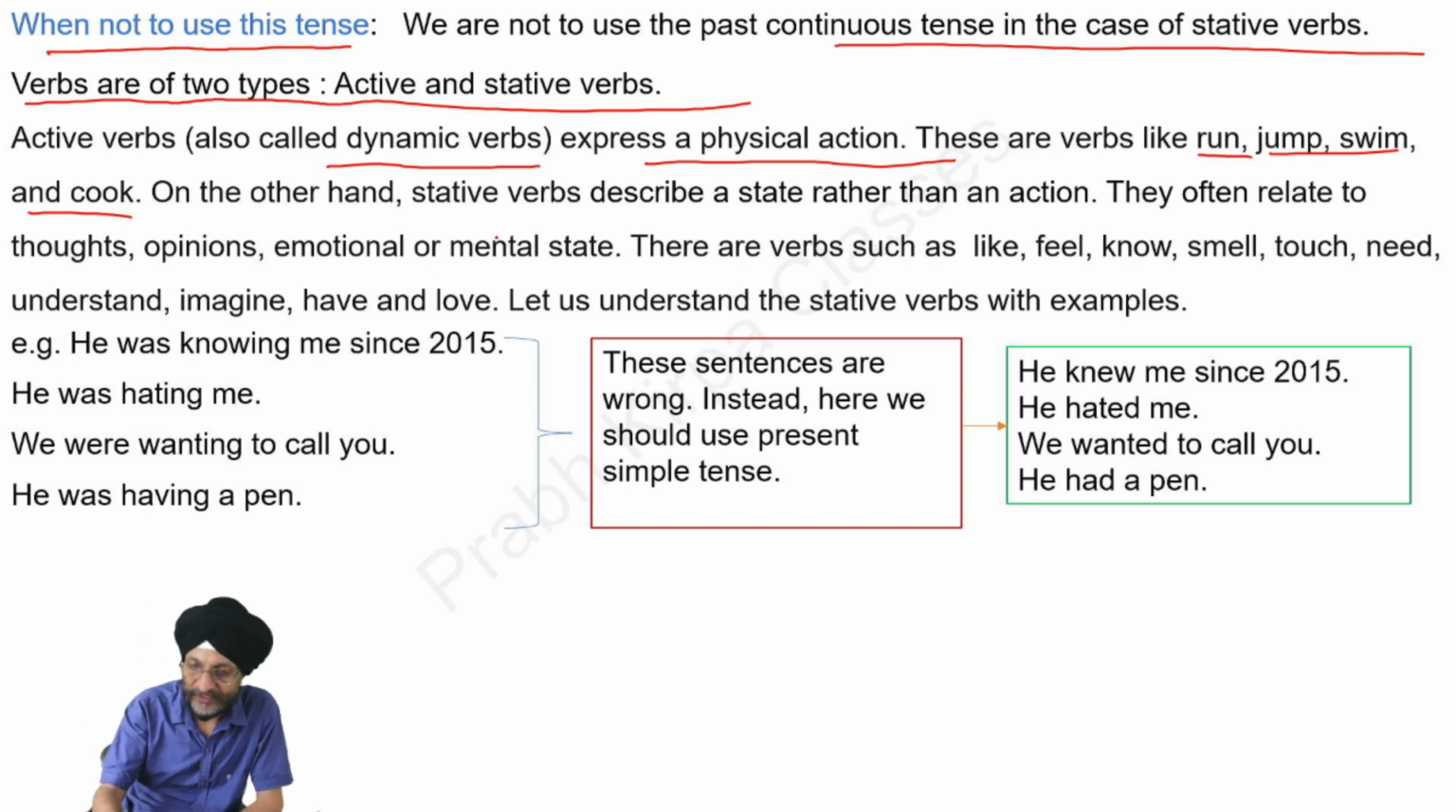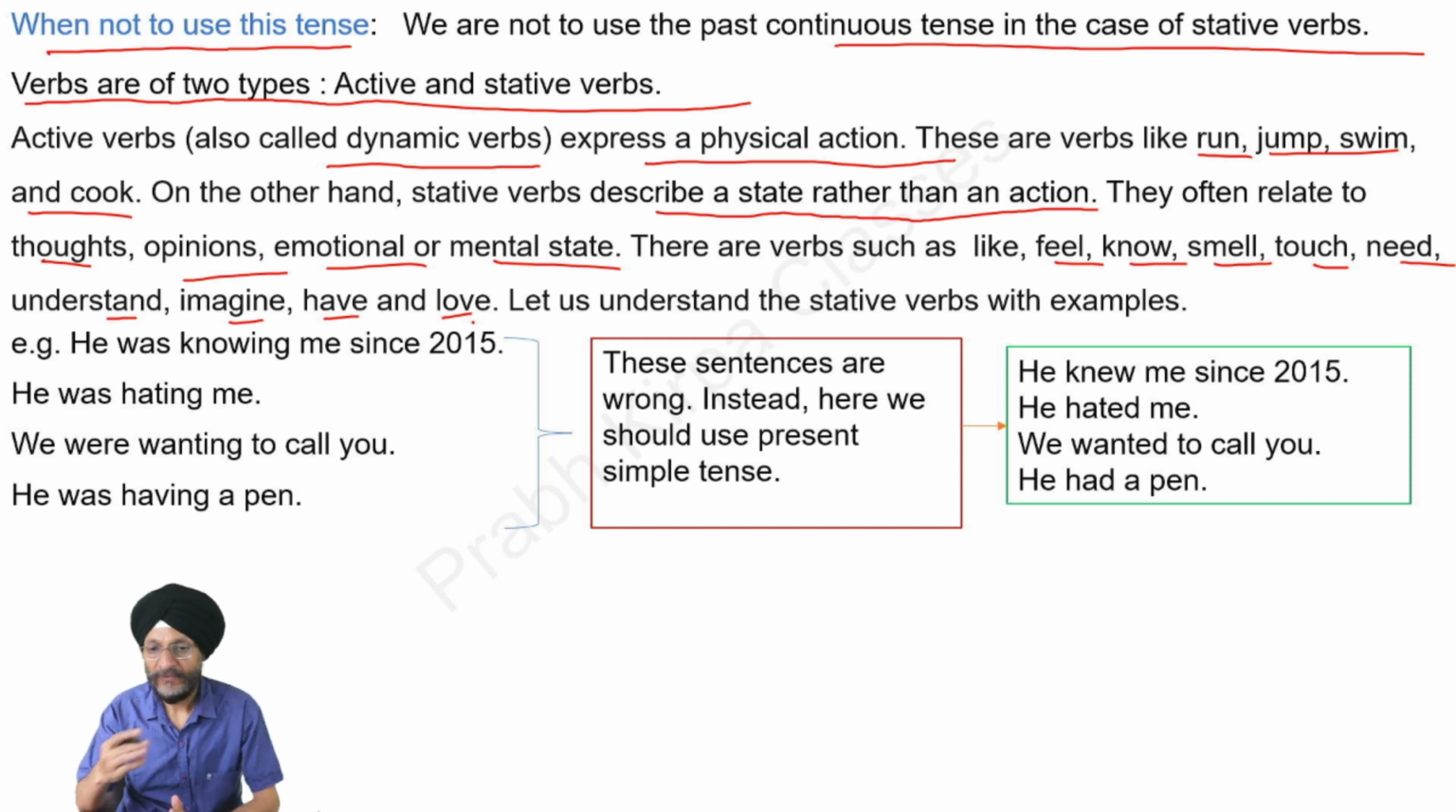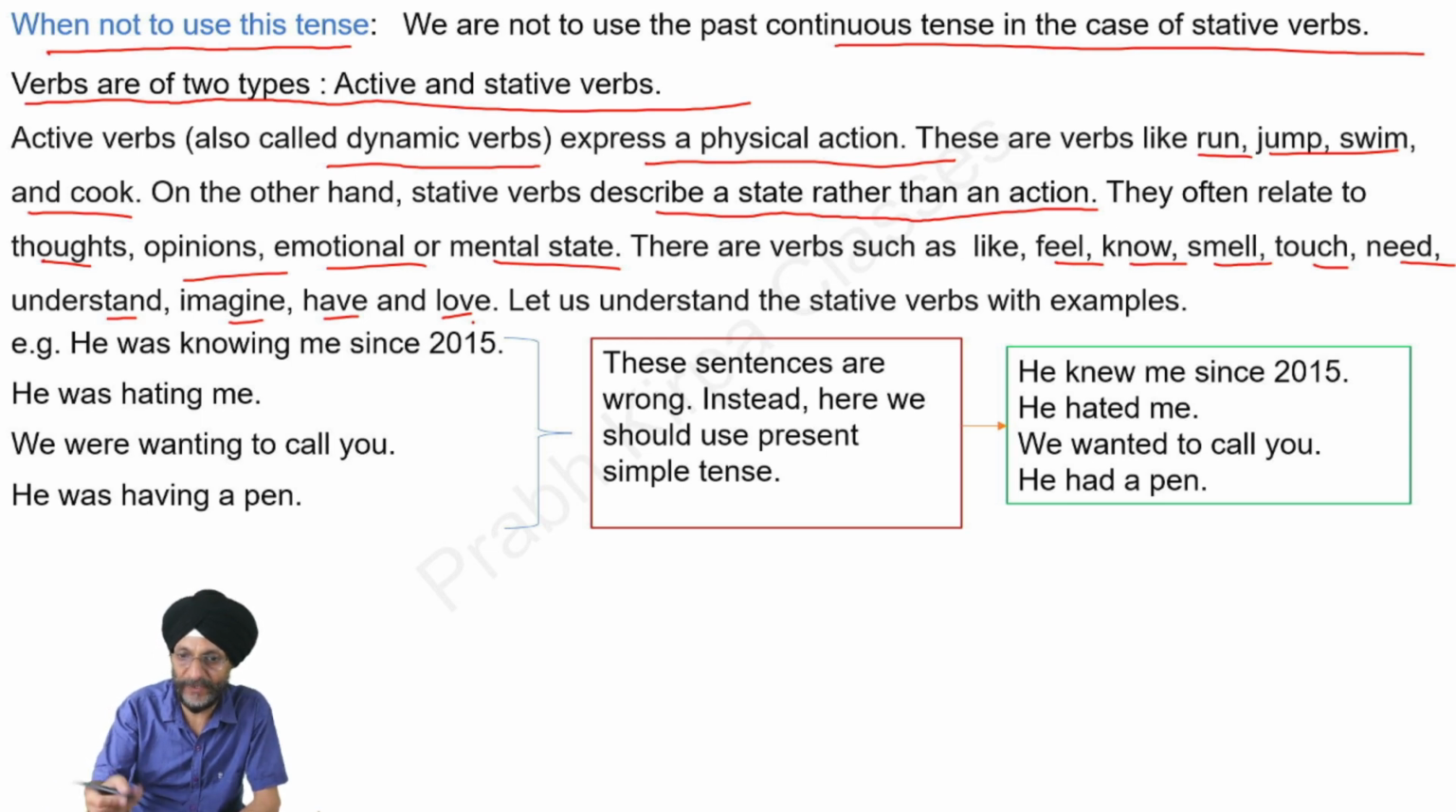On the other hand, stative verbs describe a state rather than an action. They relate to thoughts, opinions, emotional or mental state. Verbs like feel, know, smell, touch, need, understand, imagine, have and love fall in the category of stative verb. Let us understand the stative verbs with examples.